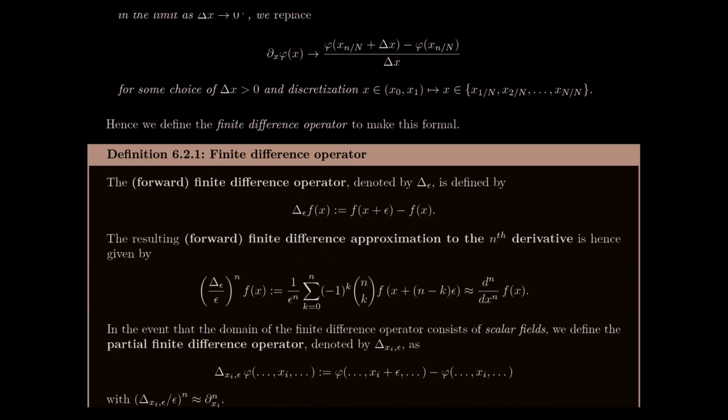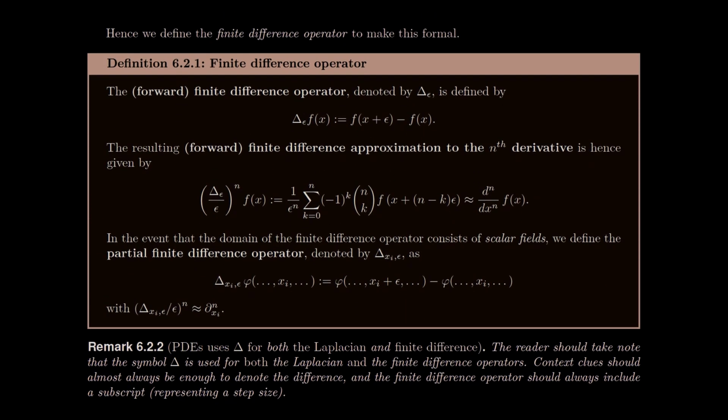So we're going to define our operator that we're actually worried about. This is going to show up in all sorts of other areas of math as well. It's called the forward finite difference operator. And unfortunately, it uses a delta. I've got this remark here that says PDEs use delta for both the Laplacian and finite difference. You just have to get okay with it and use context clues to figure out which one is which. We've got this operator delta sub epsilon.